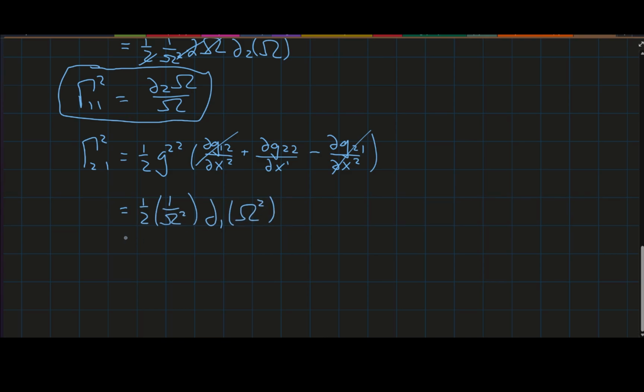Okay, so once again, we can actually do this derivative and simplify a little bit. So we get 2 times omega times d1 omega. Get some cancellation with the 2's and the square, and we get that this is d1 omega over omega.